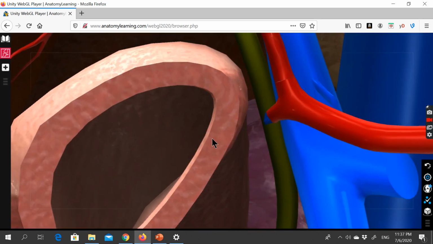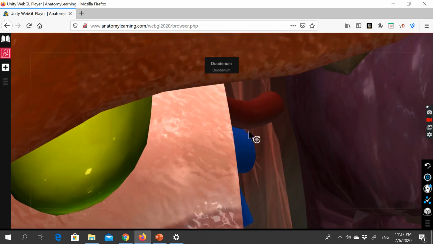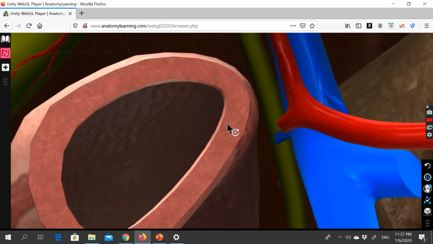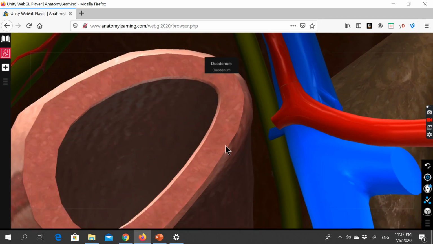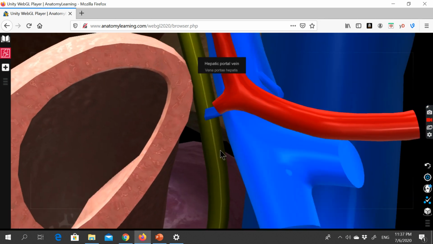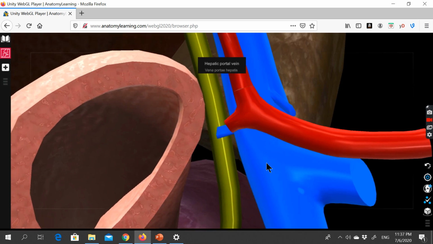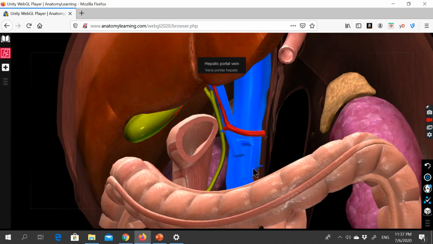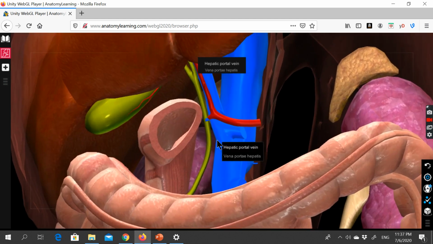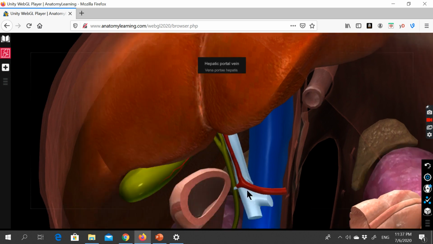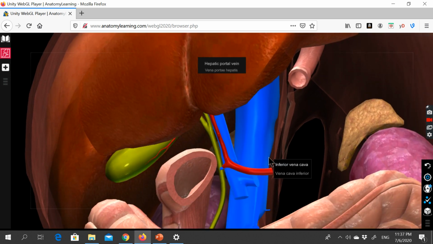So the duodenum is this C-shaped, U-shaped part of the small intestine. And the small intestine, the whole of it, is actually connected to the hepatic portal vein. The hepatic portal vein also comes up into the liver. So we're going to talk about what it actually transports.